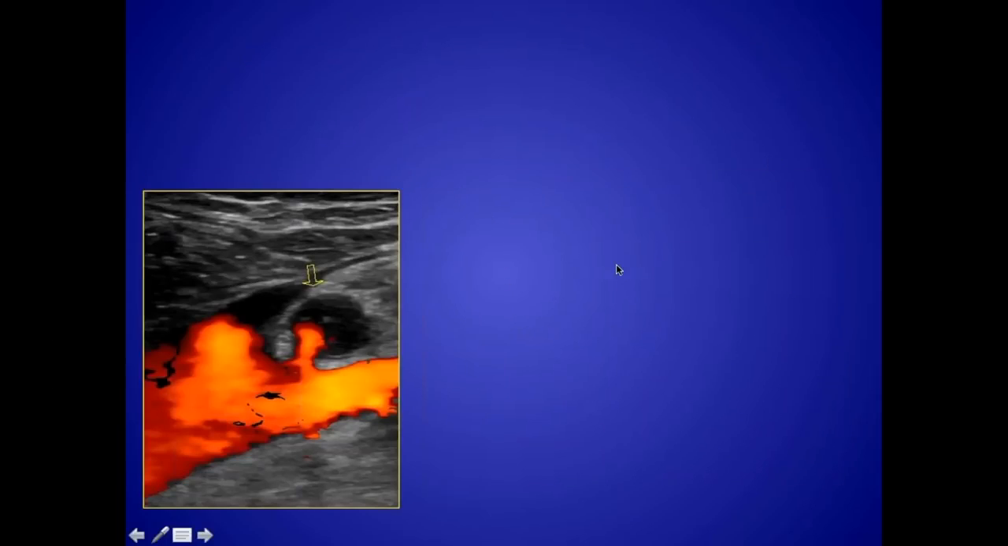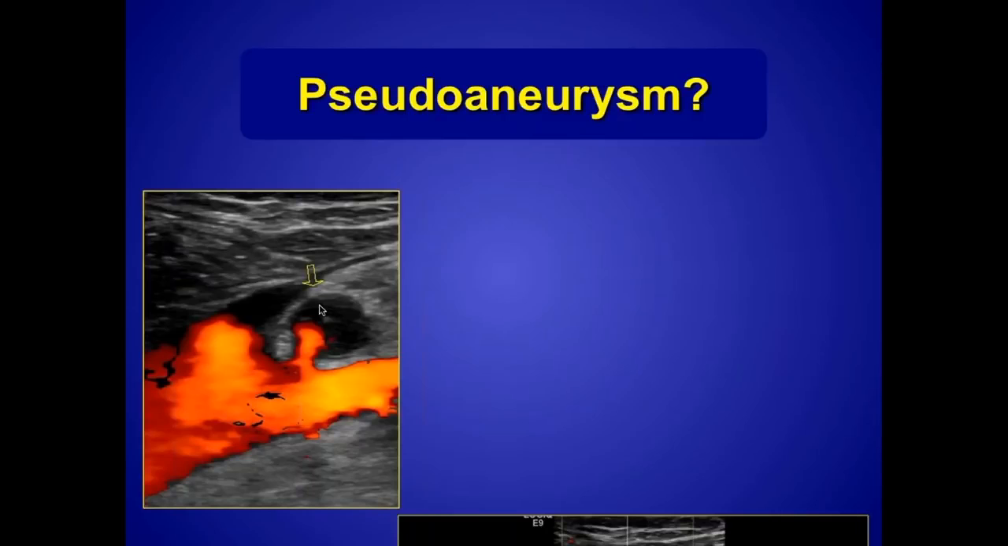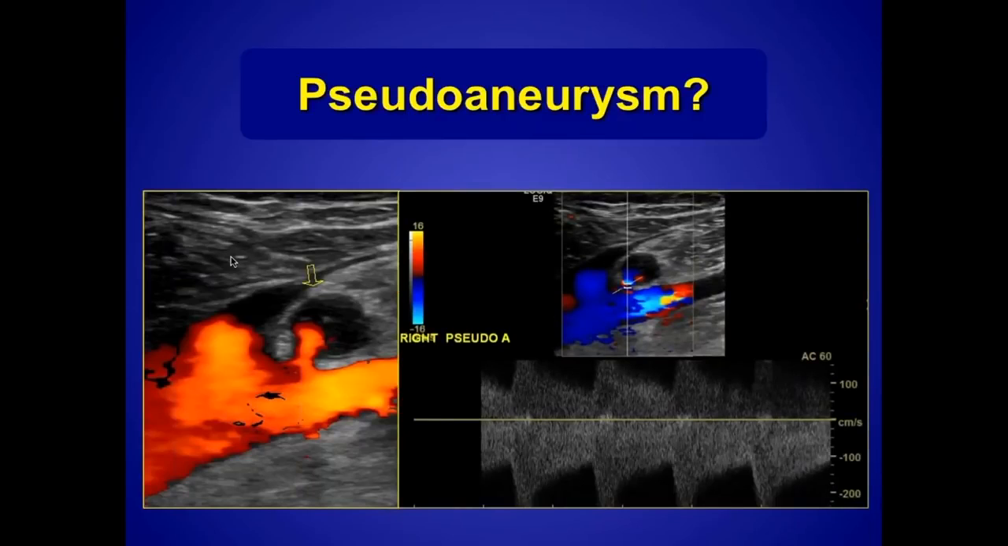And of course, we love using power Doppler. We turn power Doppler on, and here's what it looks like. And so I think most of us think it looks like a pseudoaneurysm. And of course, the sonographer performing the study also thought it looked like a pseudoaneurysm. And here's the sample from the neck. And you can see the label presumed it was a pseudoaneurysm.